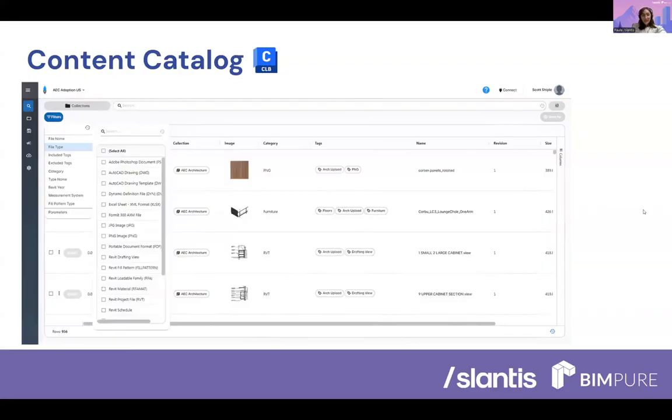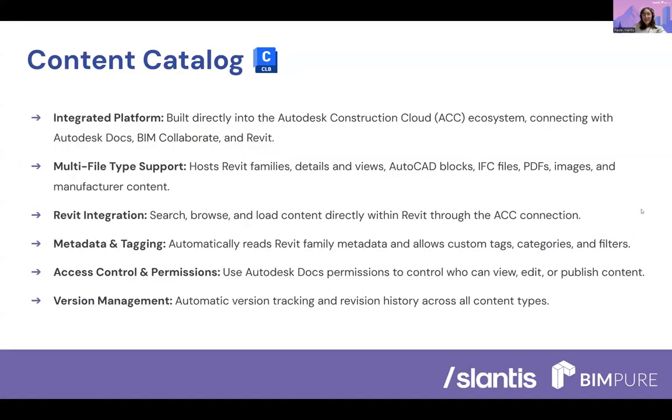And the last one is Content Catalog. As you may know, it comes with the Construction Cloud ecosystem. So if you have that access, you are going to have access to Content Catalog. It's a free tool if you have this platform already, so ACC. It hosts Revit families, details, views, also AutoCAD blocks, IFC files, PDFs, images, so a lot of things. It also has a plugin for Revit. This is common to every one of these tools.